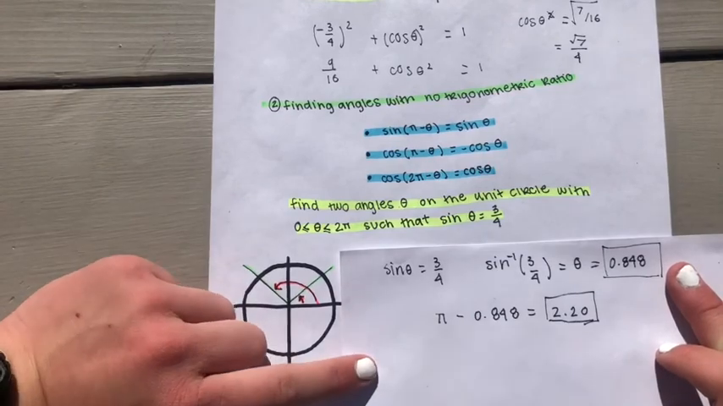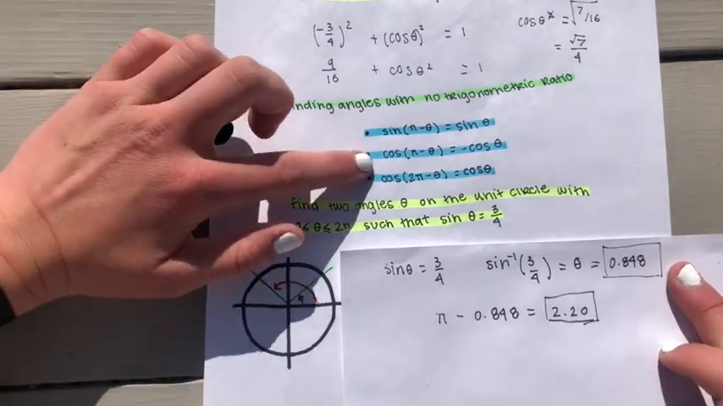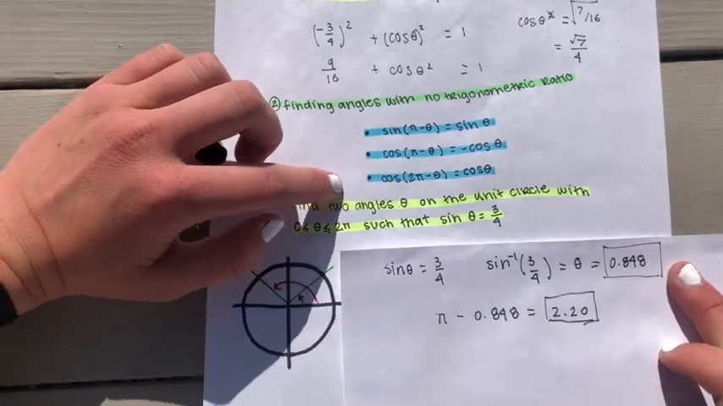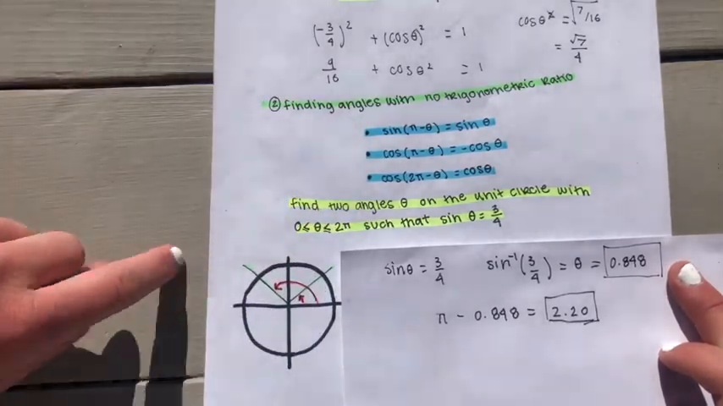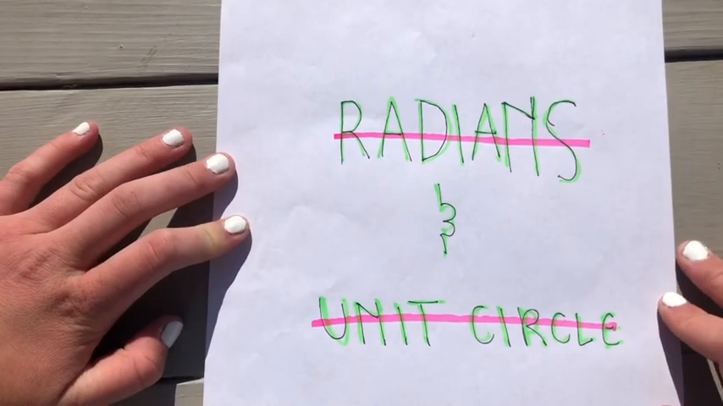This was just one example with sine, but you can also see questions where there's cosine and negative cosine. So you need to be careful to use these specific equations for these questions. And that's all you need to know on radians and the unit circle.